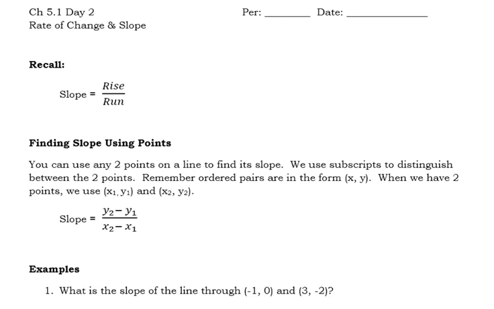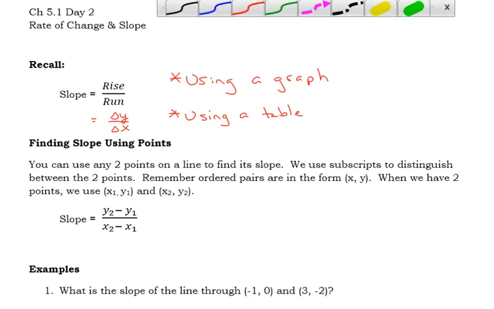Remember that yesterday we used rise over run when we were looking at a graph of a function. And we also looked at change in y over change in x when we were given a table. And that was the change in the dependent variable over the change in the independent variable. Today what we're going to do is find slope when we're given 2 points.